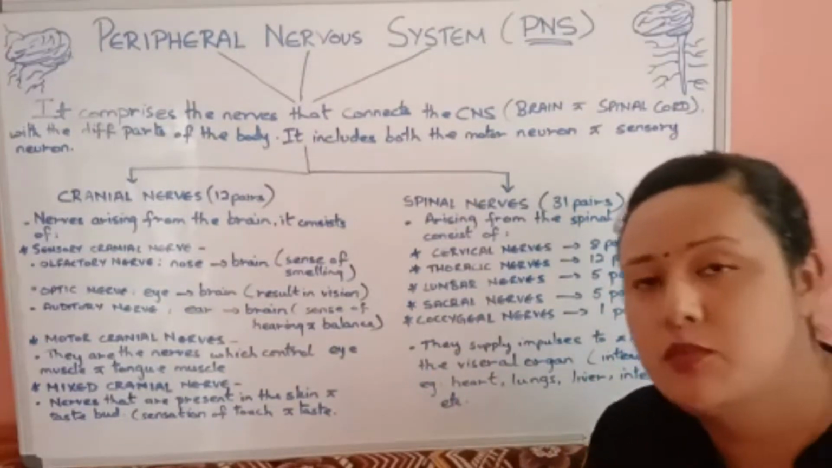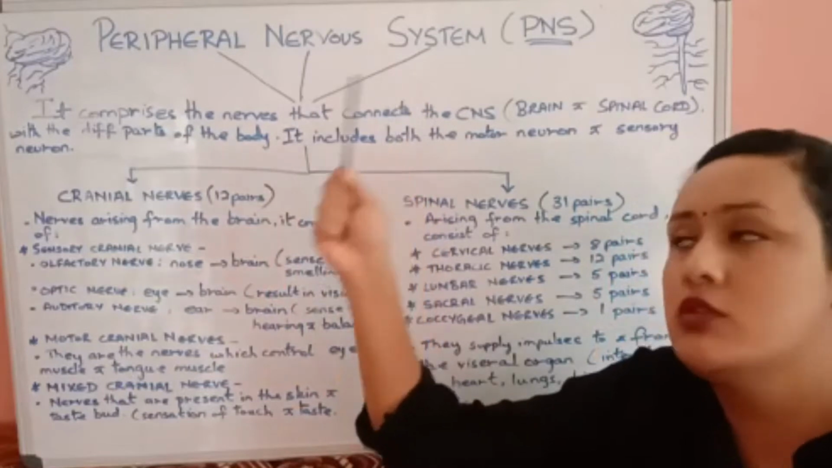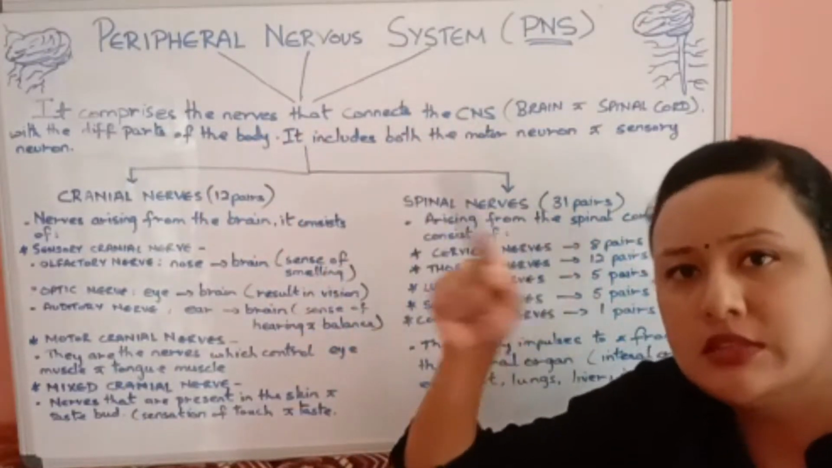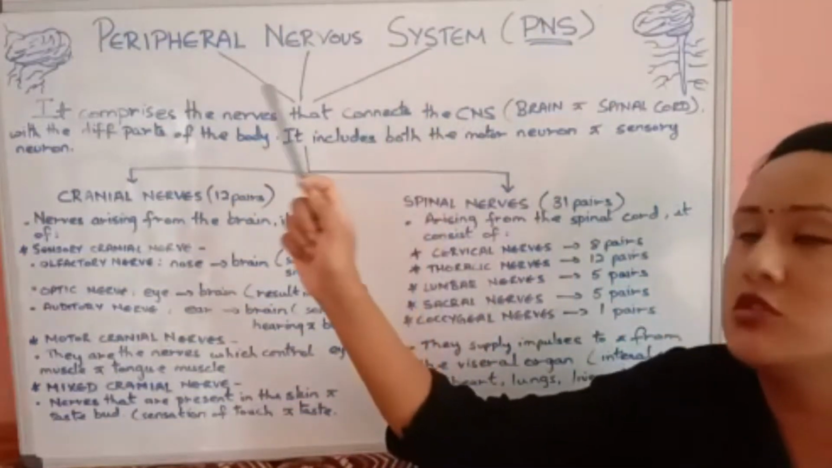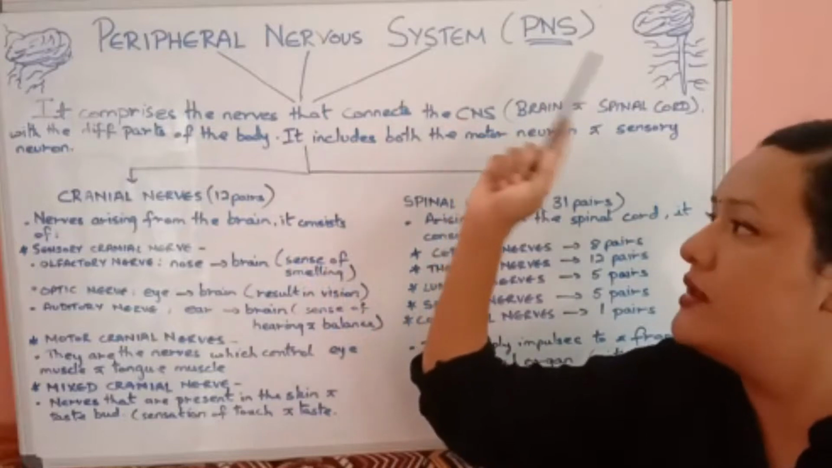The continuation of the previous topic. So now the next topic that I have brought for you is the peripheral nervous system. Last class we did the central nervous system. So today's topic is your peripheral nervous system. It is also known as PNS.